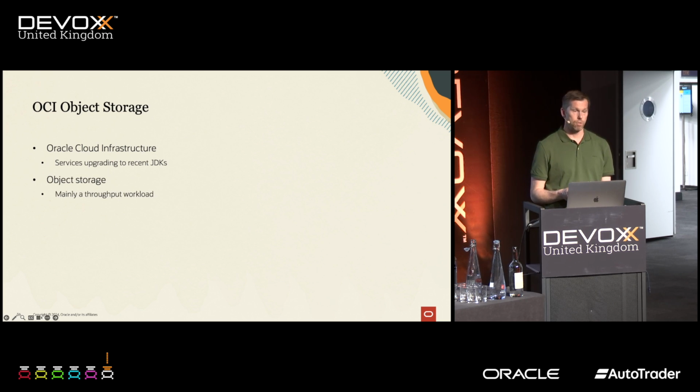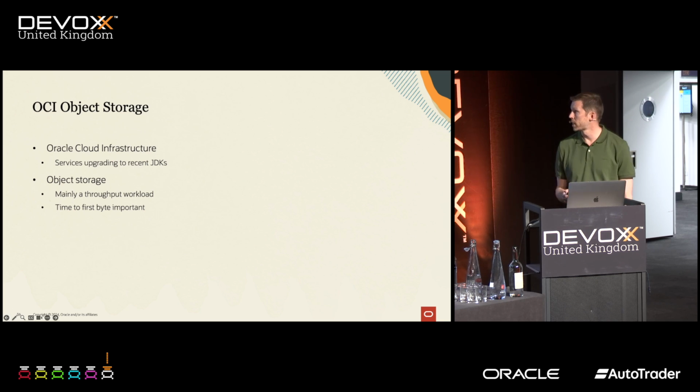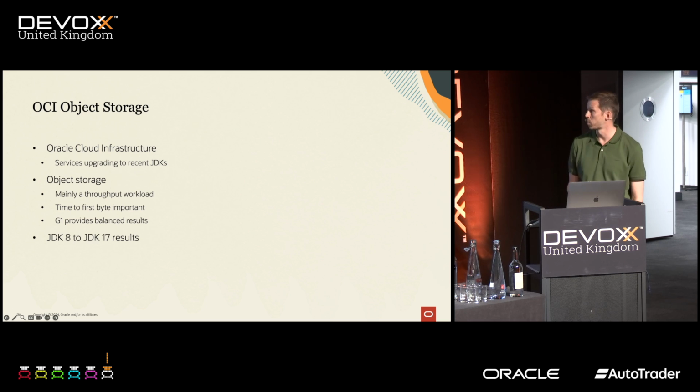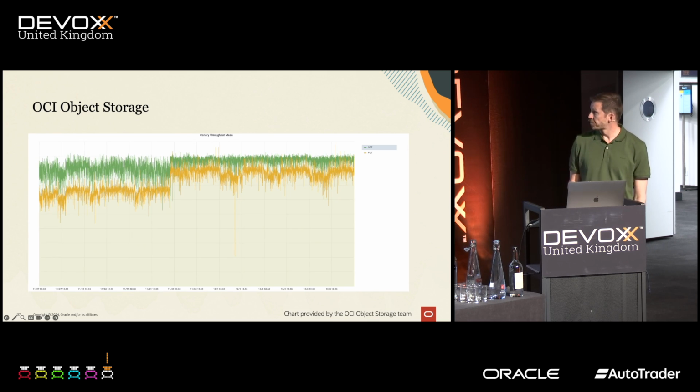They are mainly a throughput-oriented workload, but they also care a lot about the time to first byte. So having a balance between latency and throughput, and you might guess G1 provides this very good balance. They have just upgraded from JDK 8 to JDK 17 and were able to share some results with us. Here we have a chart showing their put and get throughput from this service. And they did the upgrade late November 29.